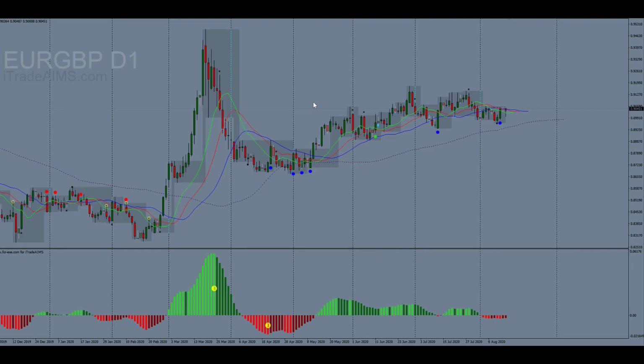Euro pound is the next one. So euro pound, this might look like a setup 1 to some people, but to me it's not a setup 1 because this is not a clean wave 3. I want a clean wave 3. This is a parabolic kind of move, so that's not a clean wave 3. That's a very strong pullback.